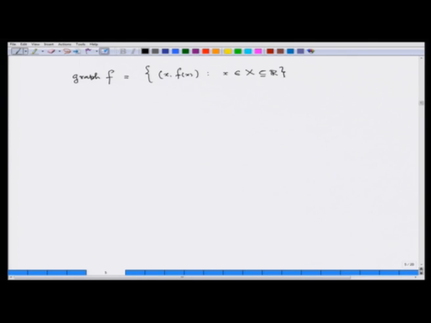I am assuming that you know set theory. Because I have already mentioned that this is a course for the first year level, not for +2 level students. So, graph of a function.